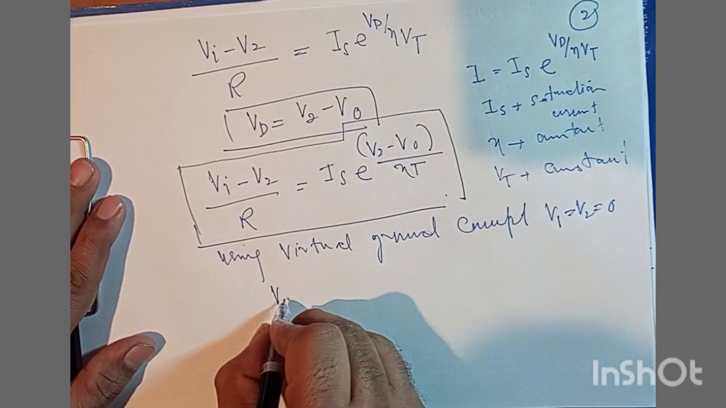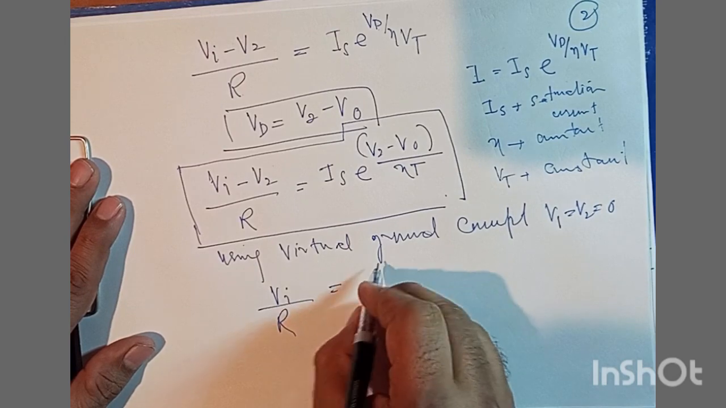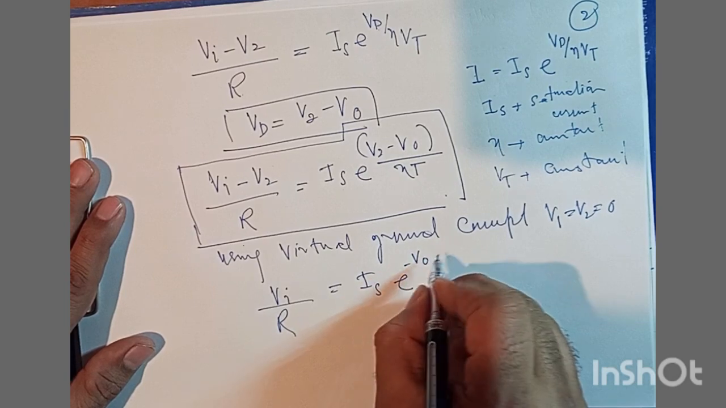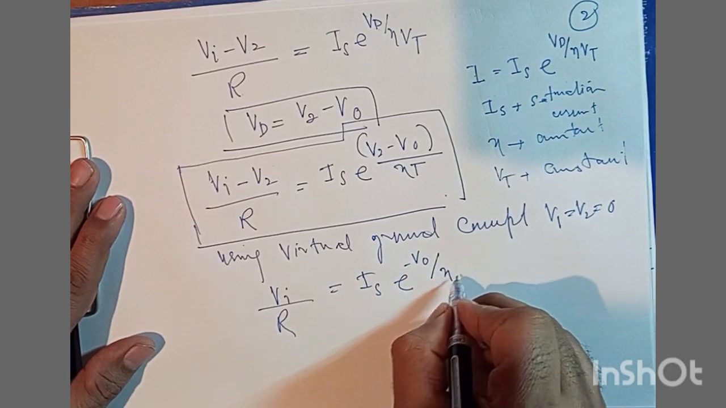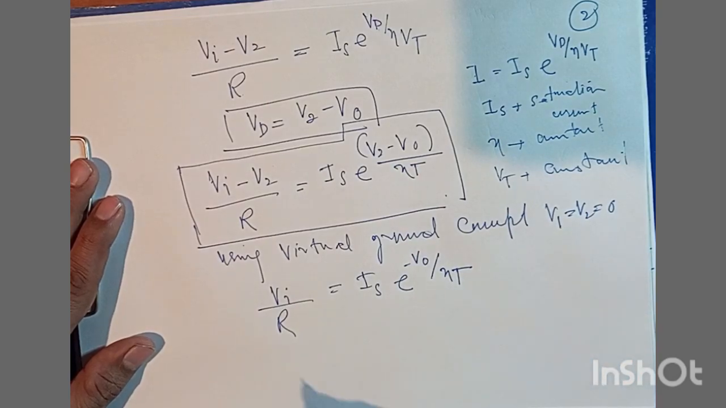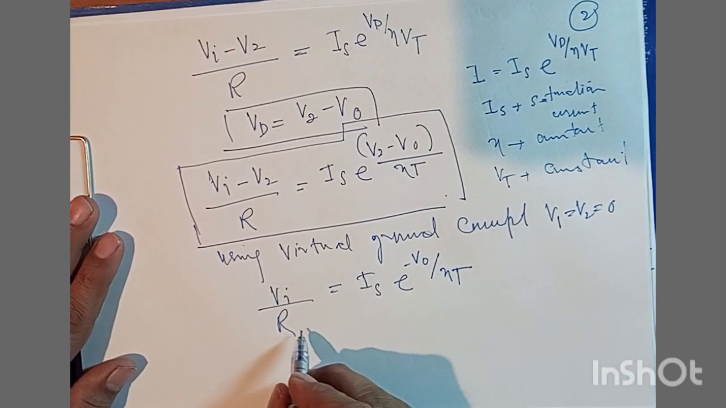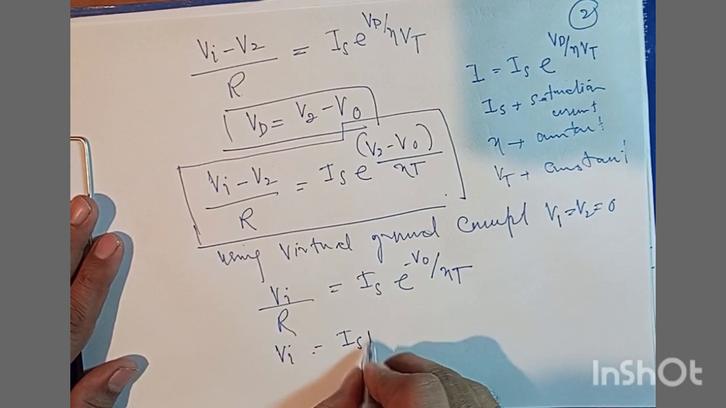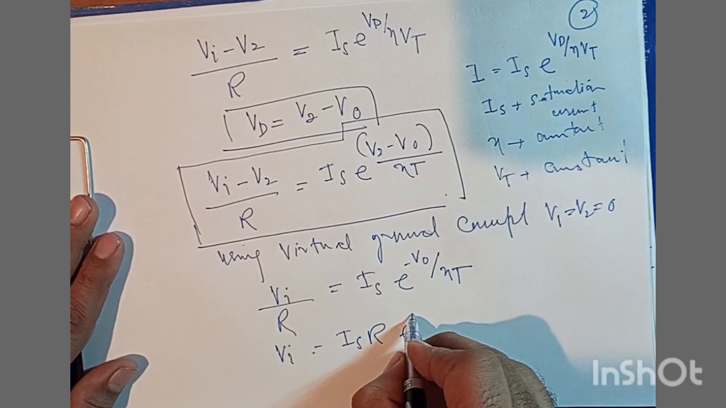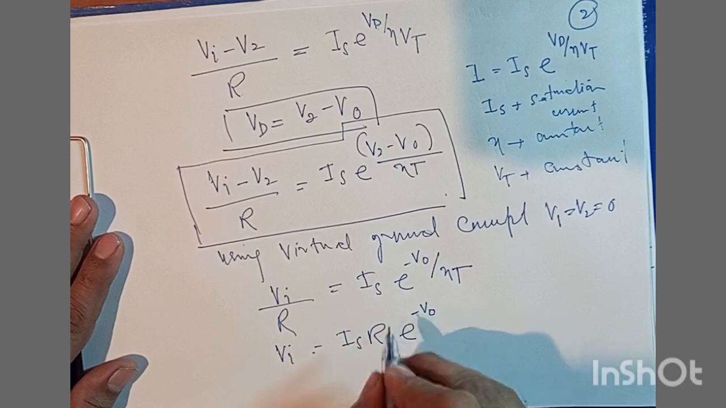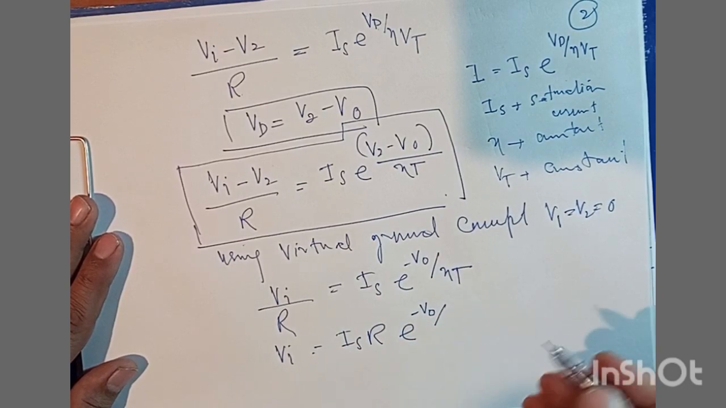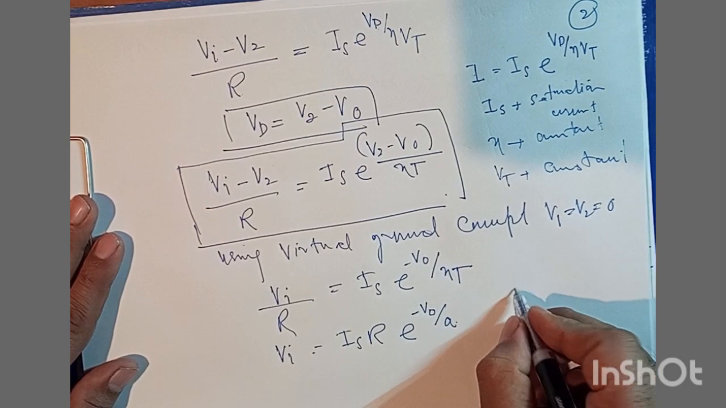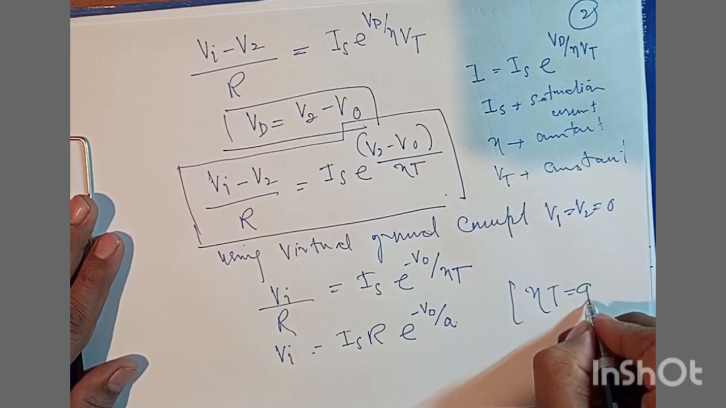So if that's the case, I'll get Vi upon R is equal to Is e to the power of minus V out divided by eta Vt. All right, so this is it. Now I can have Vi equal to Is R times e to the power of minus V out divided by eta Vt, where Is R is a number, say that's equal to B, and eta Vt is A.